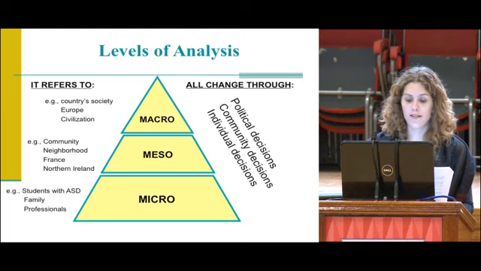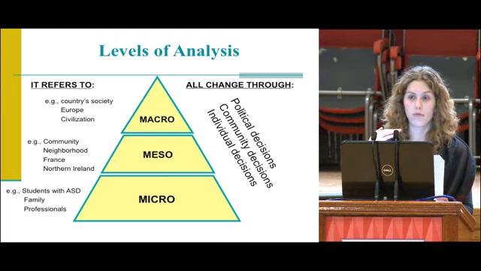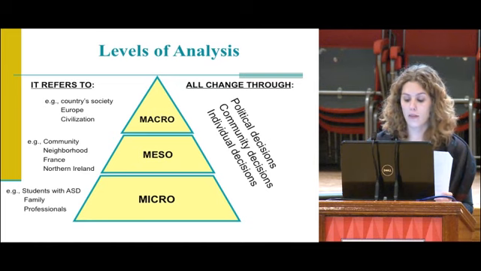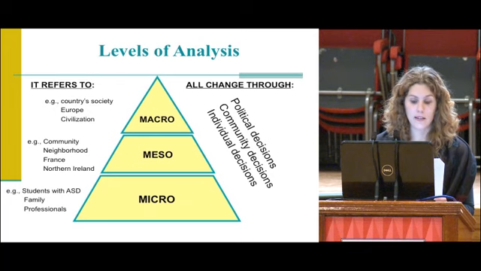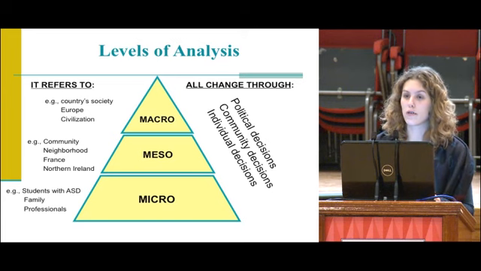So I've put here a scheme, like a figure. I think that we have to analyze 3 different levels. First we've got the micro level, and this is the individual students. It refers to individual families, individual students with autism, and individual professionals like us who are here today.